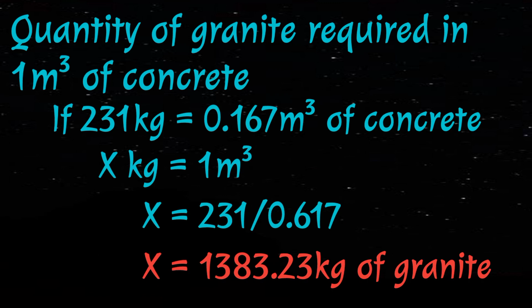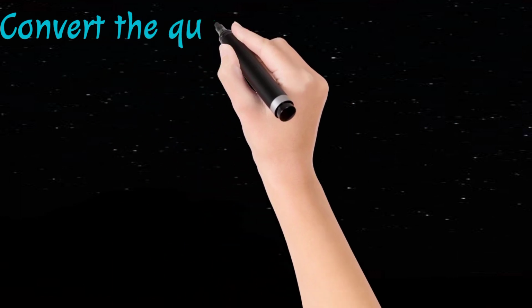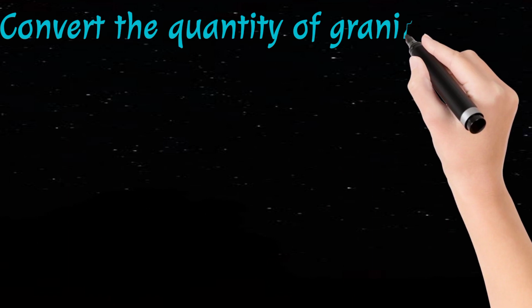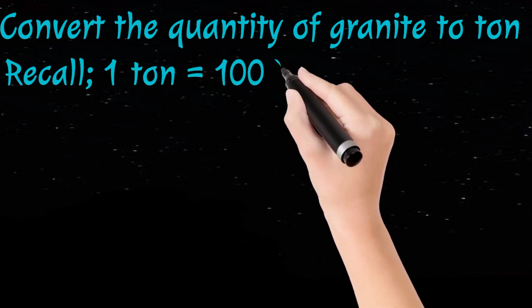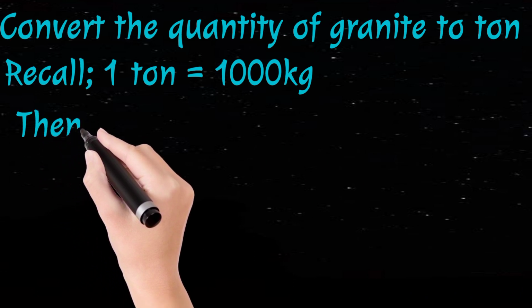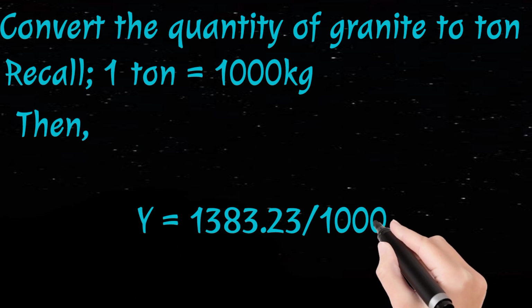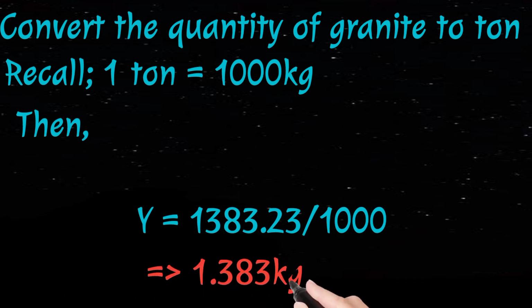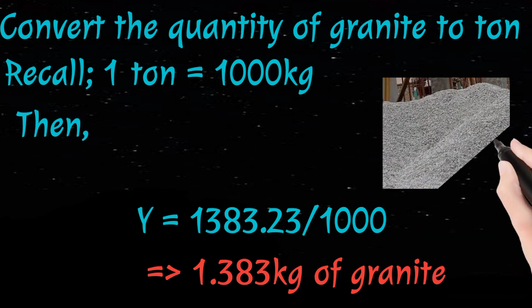Changing this over to the formula, we have 231 divided by 0.167. So we have it as 1,383.23 kilogram of granite that is required in 1 cubic meter of concrete. Converting it to the industry standard, that is tonnage, you are going to recall that 1 ton equals 1,000 kilogram. So we are doing the same thing, 1,383.23 divided by 1,000. So we are having it as 1.383 tons of granite. You see that we are gradually getting our quantities right.